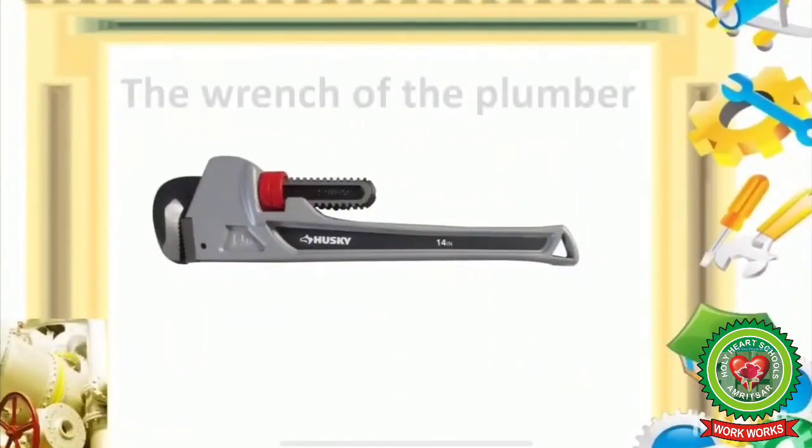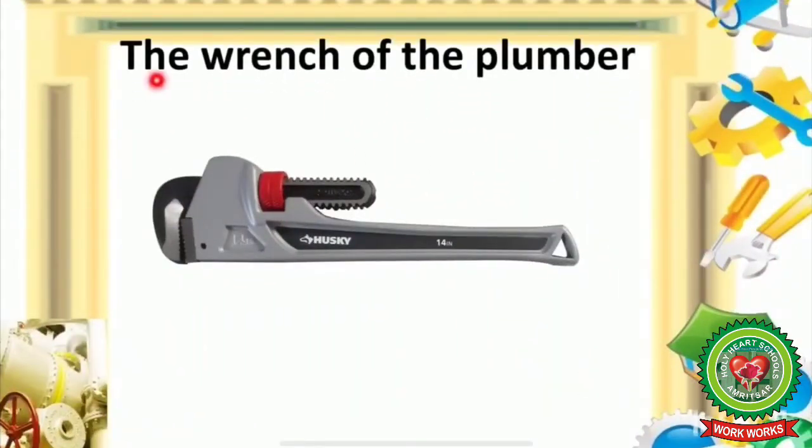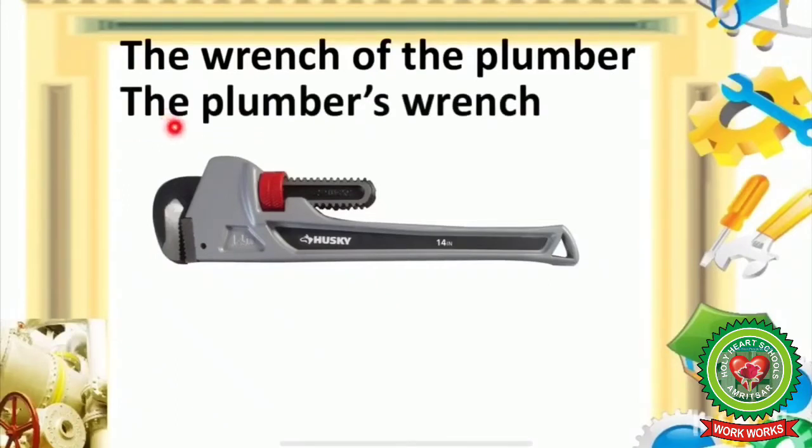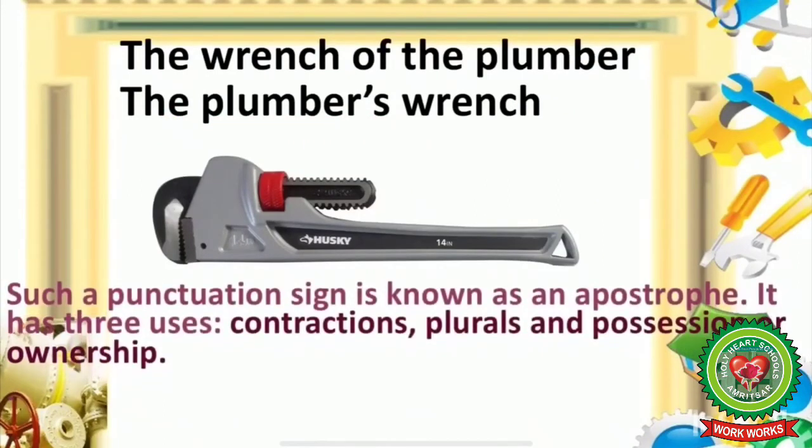Look at the next: the wrench of the plumber. Here we are talking about the wrench that belongs to the plumber. So it can be written in this way: the plumber's wrench. Such a punctuation sign is known as an apostrophe. It has three uses: contractions, plurals, and possession or ownership.